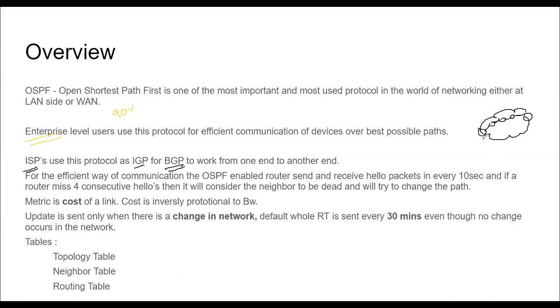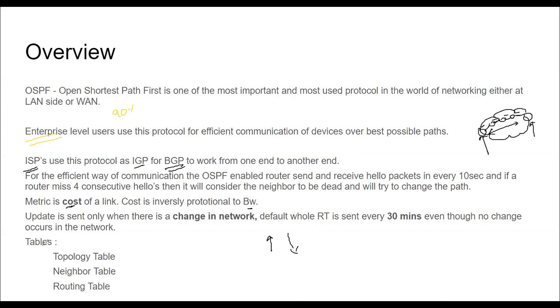They'll be running BGP from here to here, and from here to here, within the hops like this, they'll be running OSPF. The OSPF metric is cost, which is the opposite of bandwidth. So the higher the bandwidth, the lower the cost.